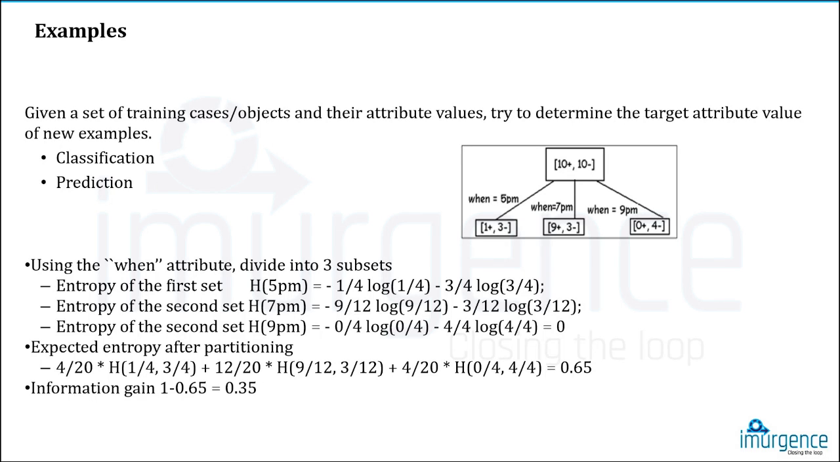So using the when attribute divided into three subsets, right? So the entropy for the first set, second set, and the third set is computed. Now you can see over there for the second set, H of 9 p.m., it's coming as 0. So the expected entropy after partitioning is totaling up to 0.65, as you can see from the formulation, and the information gain is 1 minus 0.65 is equal to 0.35, right? That's the actual information gain which you have achieved when you're doing three subsets using 5 p.m., 7 p.m. and 3 p.m. as a data point.